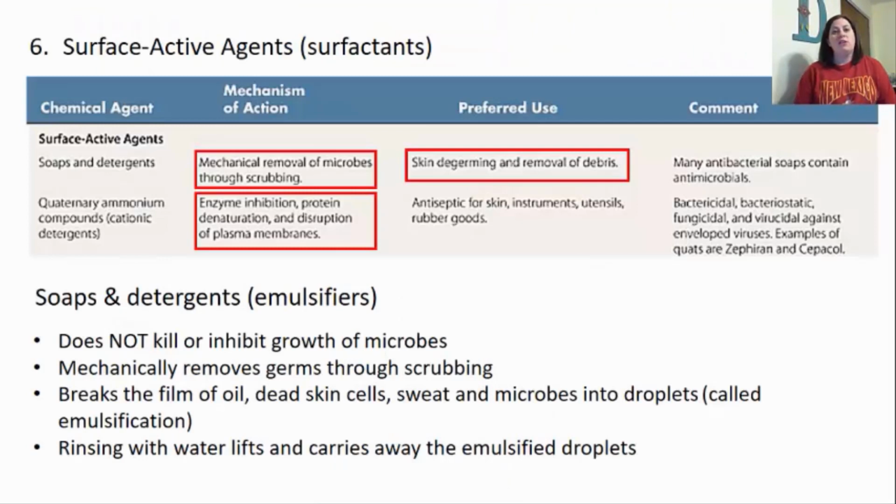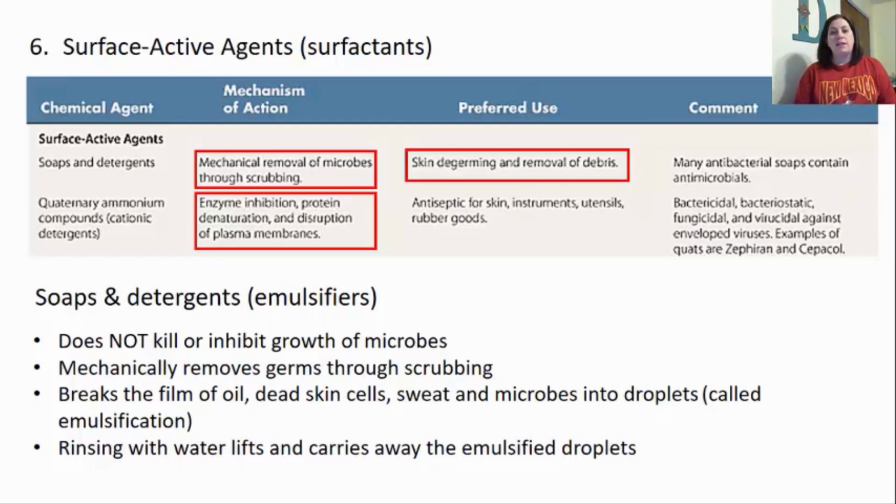Now we want to look at the surface actives. They're also known as surfactants. These are things like your soaps and detergents, and also the quats. The quats are what we call quaternary ammonium compounds. When we look at soaps and detergents, this is more of a mechanical removal of the microbes. This is more through scrubbing. It causes skin degerming and removal of debris. The quats are going to do enzyme inhibition, protein denaturation, and disruption of plasma membranes.